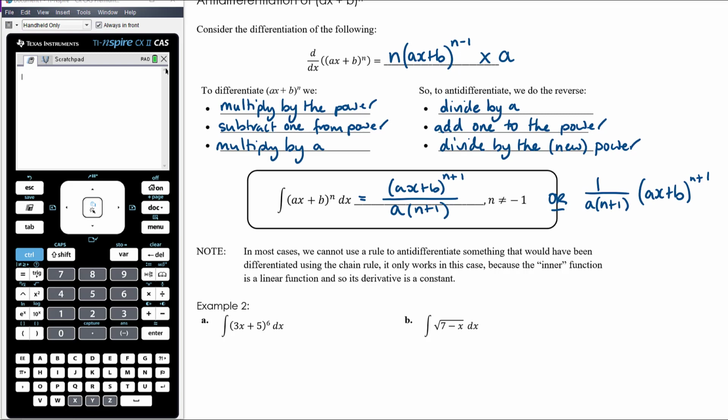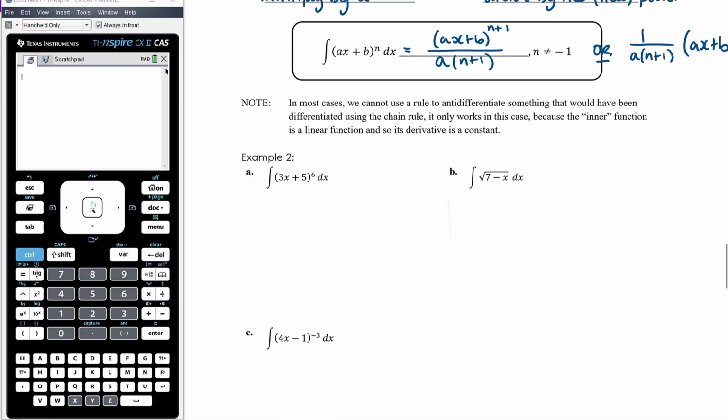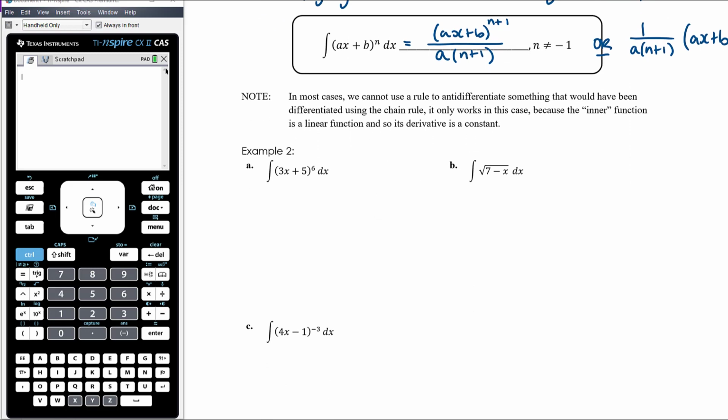But either way, okay? Okay, so that little note there is just what I was saying earlier, that in most cases we cannot use a rule to anti-differentiate something that would have been differentiated using the chain rule. It only works in this case because the inner function is a linear function and its derivative is constant. Okay, so that's really important. If it was anything other than a linear function inside the power, you'd need other techniques. Okay, I'm just going to keep this rule in sight so we can see what's happening here. So antiderivative of 3x plus 5 to the power of 6. So this fits in this category.